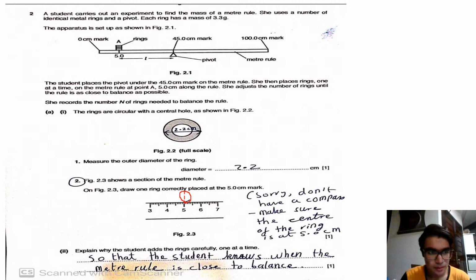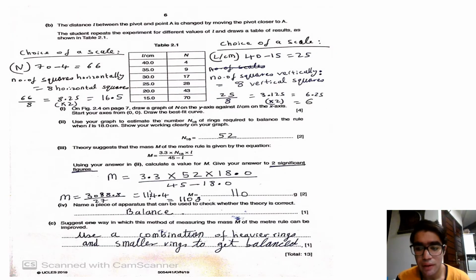All right, let's move on. Okay, so now let's do the B part. The distance L between the pivot and point is changed by moving the pivot closer to A. The student repeats the experiment for different values of L and draws a table of results as shown in table 2.1. I part is on figure 2.4 on page 7.